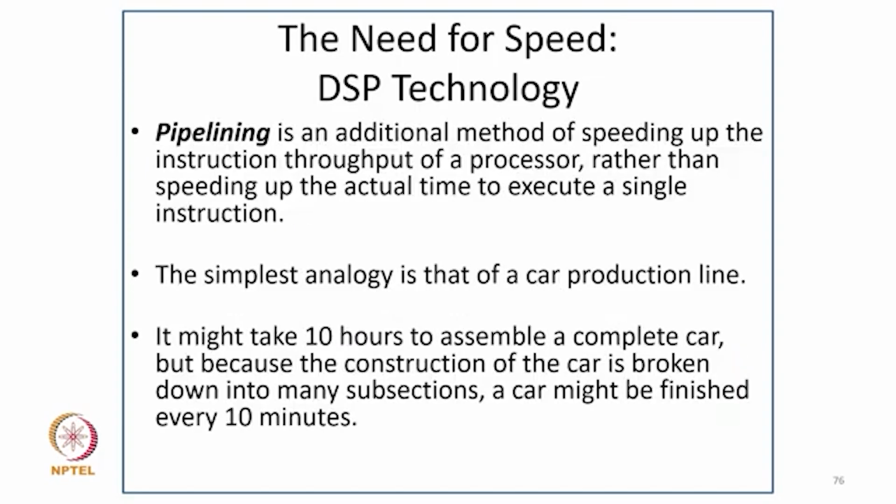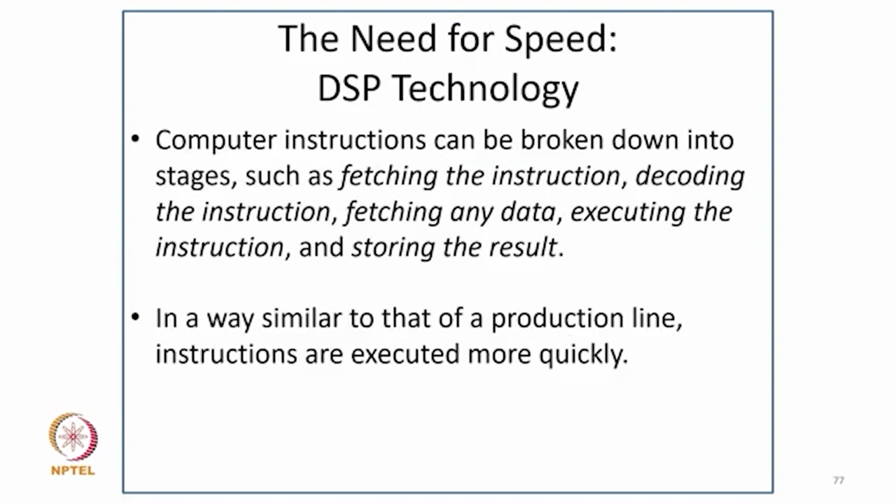Pipelining is an additional method of speeding up the instruction throughput of a processor, rather than speeding up the actual time to execute a single instruction. The simplest analogy is a car production line. It might take 10 hours to assemble a complete car, but because the construction of the car is broken down into many subsections, a car might be finished every 10 minutes.